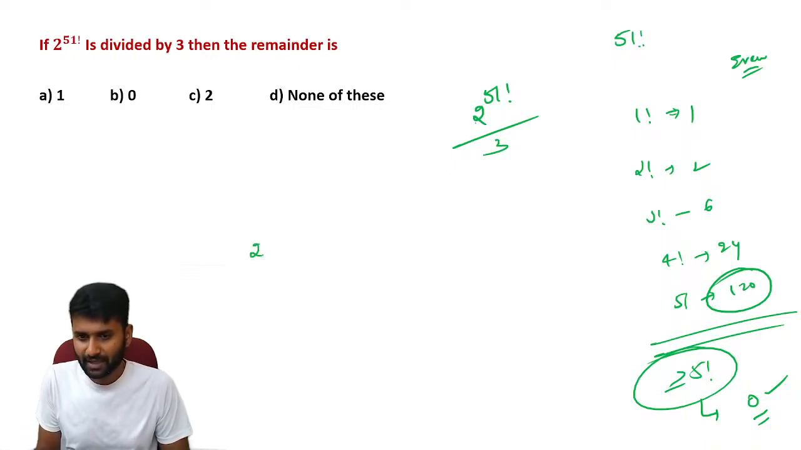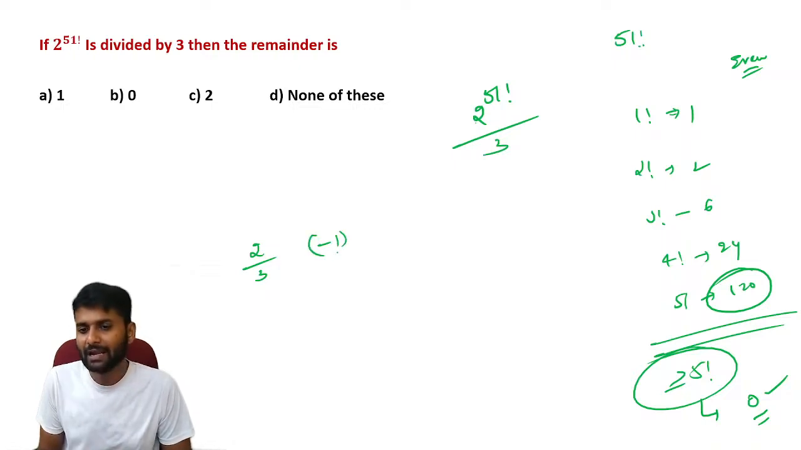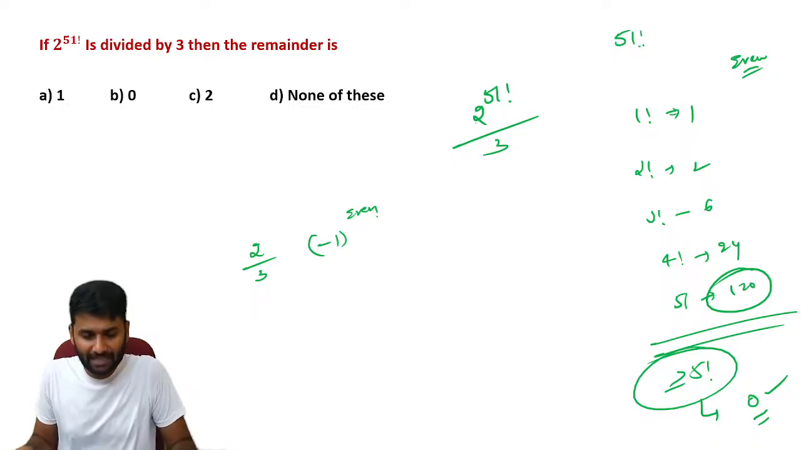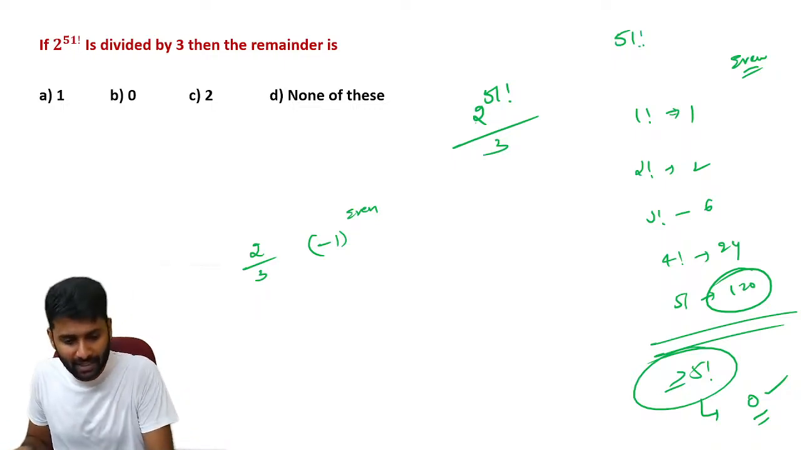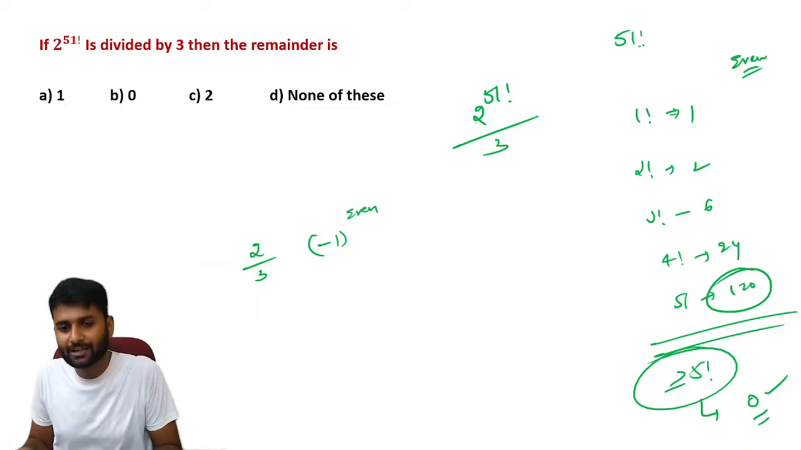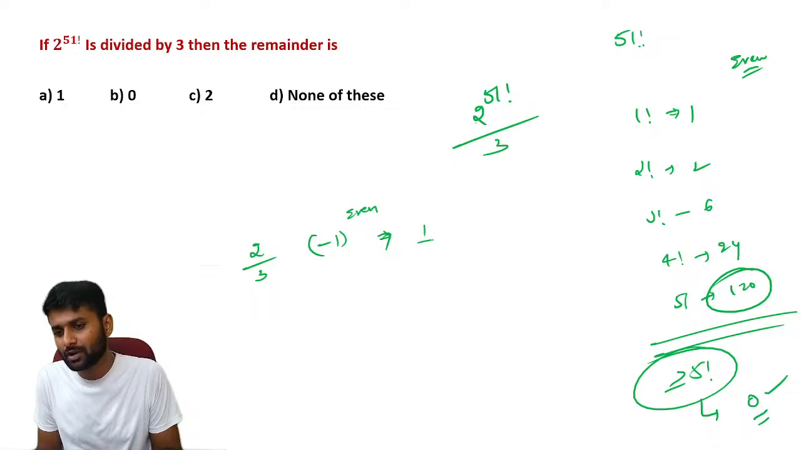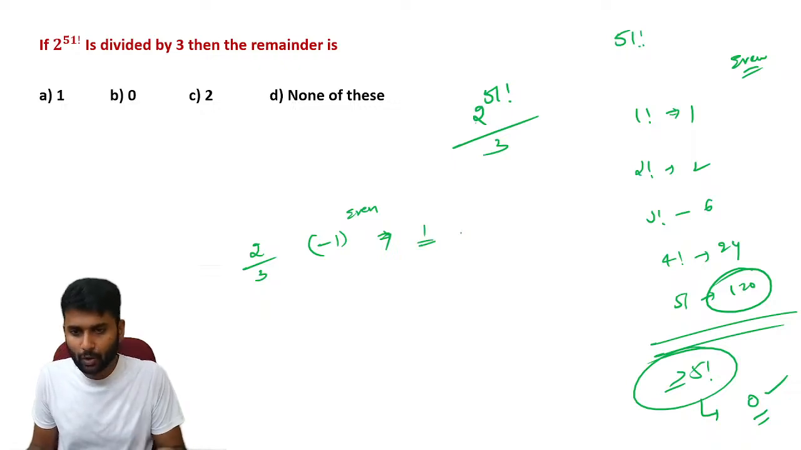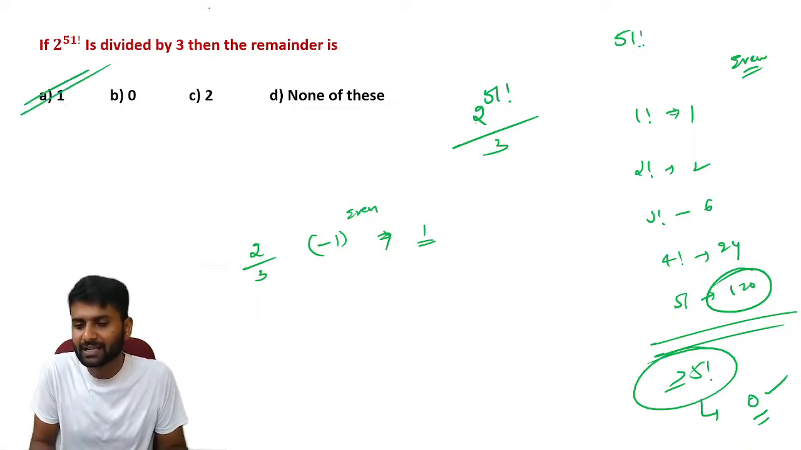Let's go through that. If 2 is divided by 3, you will get remainder minus 1. And minus 1 is repeated an even number of times. We don't know the exact value of 51 factorial, but we can conclude that 51 factorial is even. Minus 1 whole power even is 1, minus 1 whole power odd is minus 1. So according to this question, the remainder is 1.